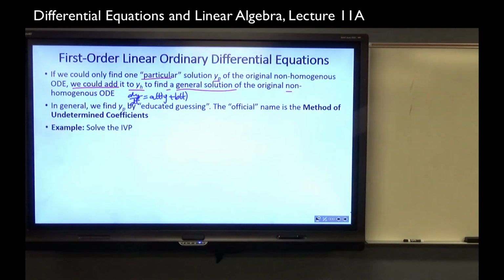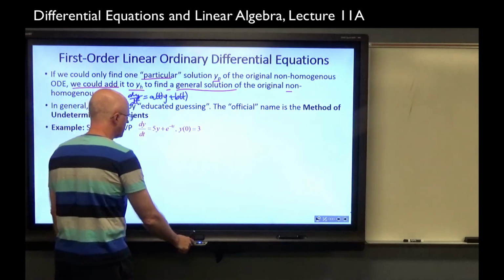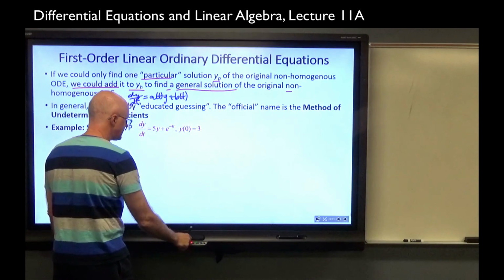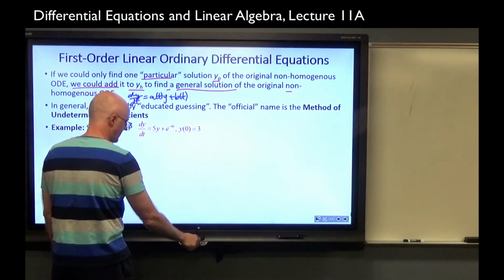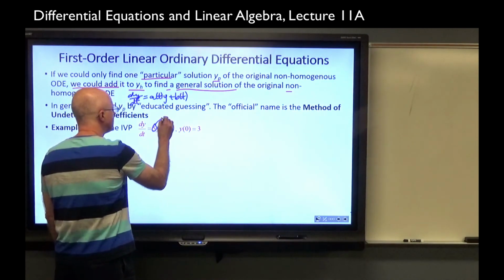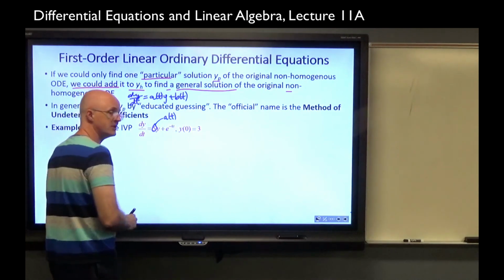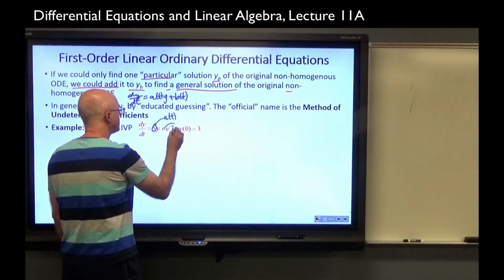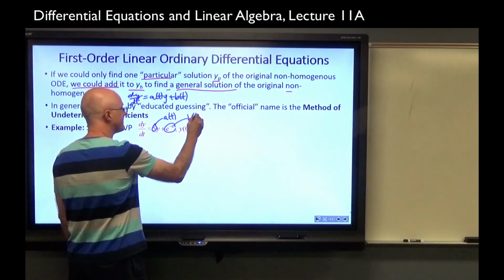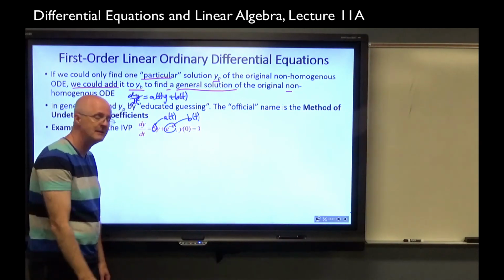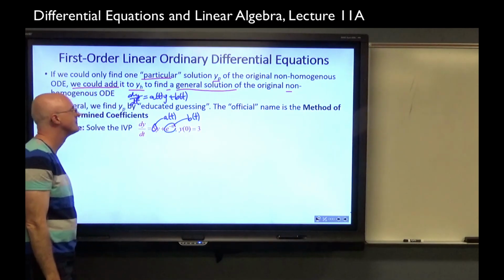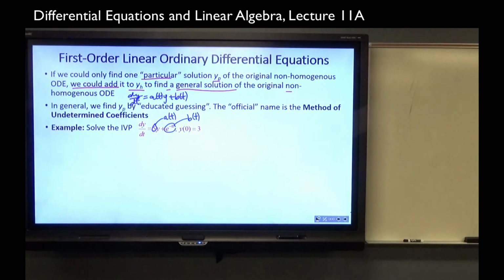So let's look at an example. Let's solve this IVP: dy dt equals 5y plus e to the negative 4t. So in the context of the notation we've been using, your a of t function is the constant function 5, and the b of t function is not a constant function, and in fact it's nonlinear, e to the negative 4t. This would be a non-homogeneous linear equation.